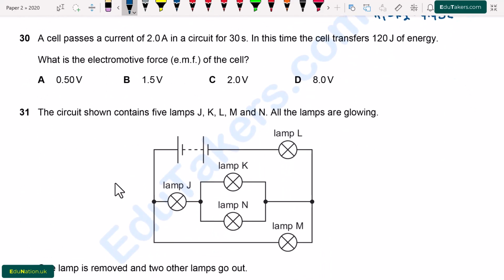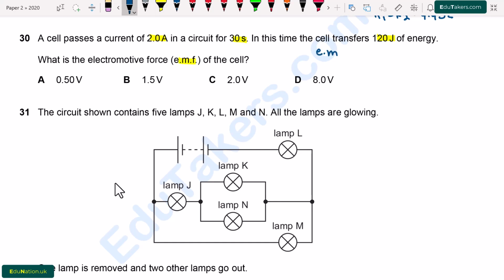Question number 30. A cell passes a current of 2.0 ampere in a circuit for 30 seconds. In this time, the cell transfers 120 joule of energy. What is the electromotive force of the cell? So here we have to find out the EMF.